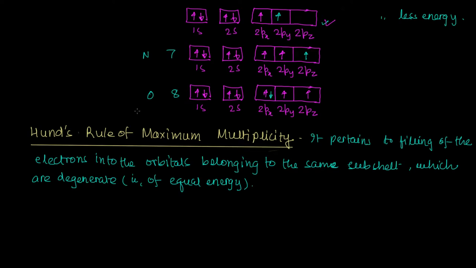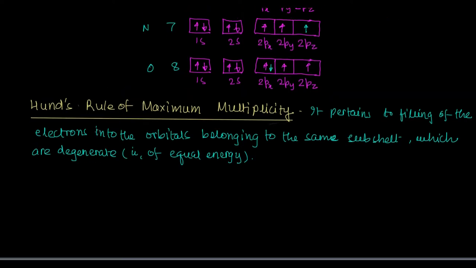It states that the pairing of electrons in the orbitals belonging to the same subshell does not take place until each orbital belonging to that subshell has got one electron each. That is, it is singly occupied. Let me write that. That seems to be a big definition, but it essentially reflects what we have already done, so it should not be difficult.